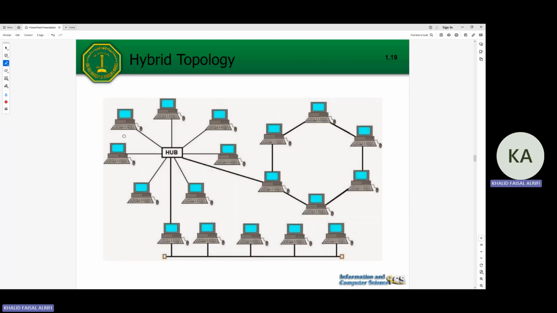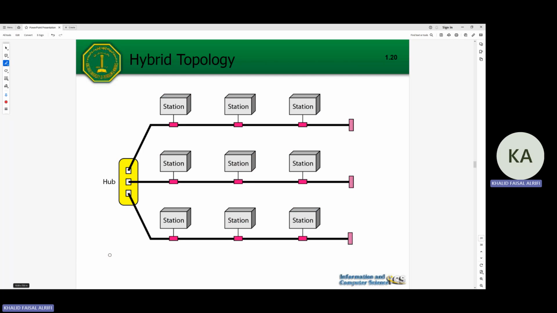Hybrid topology, which means combining more than one type of topology at once. Like here we have a hub, here a bus, and here a star, I guess. Yes. Okay, and also here another type of hybrid. Like we have the star because we have a hub here, and at the same time we also have the bus.